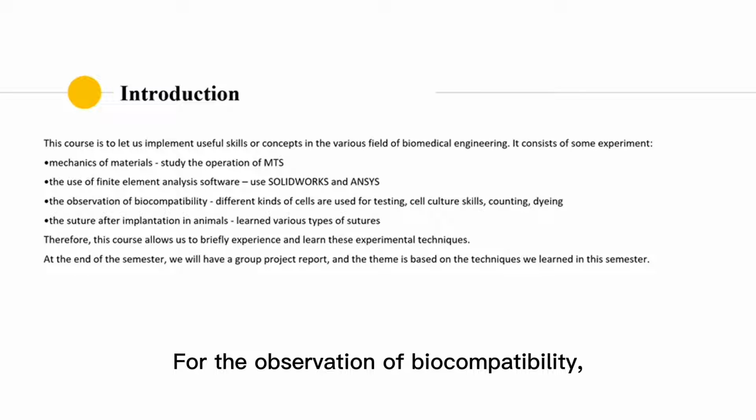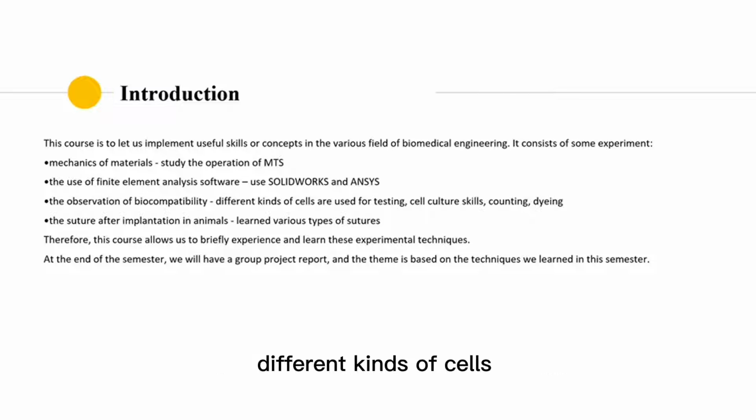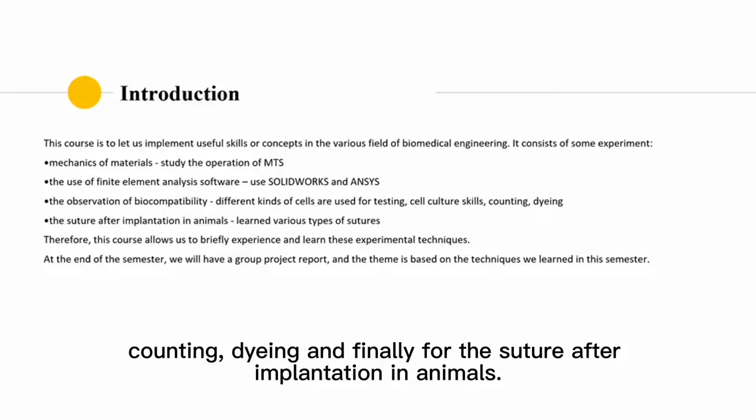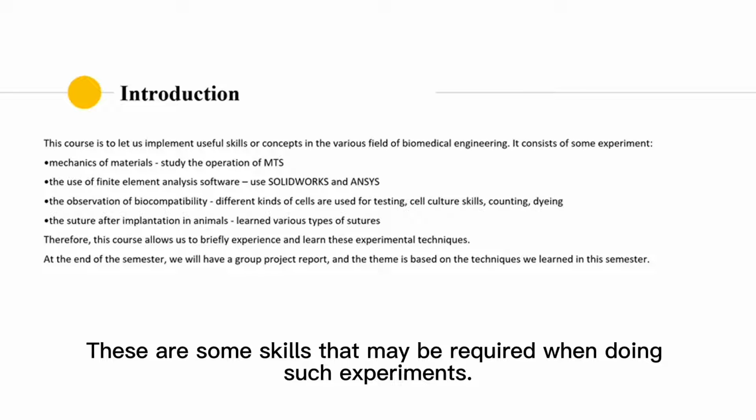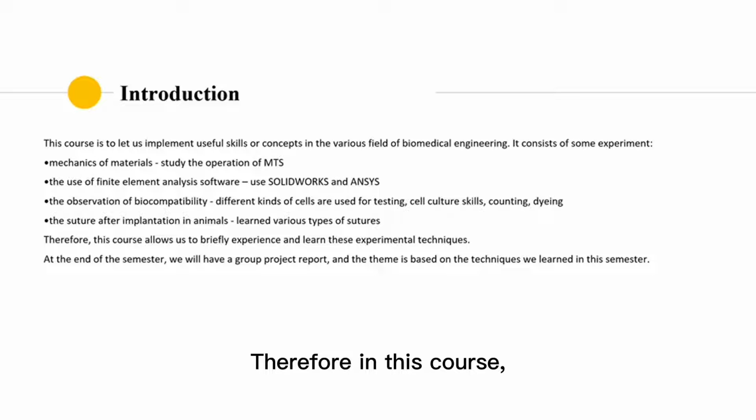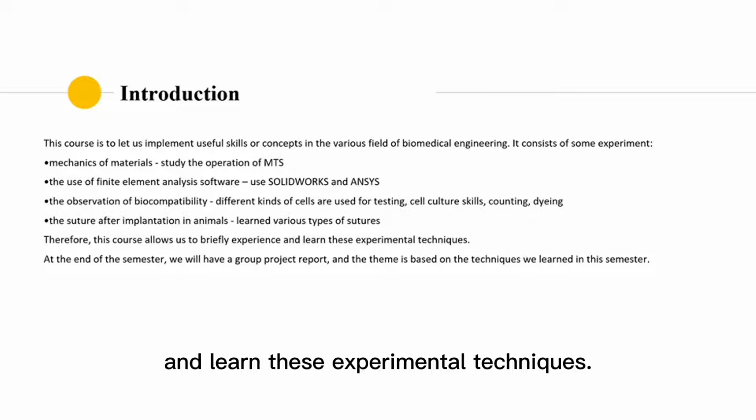For the observation of biocompatibility, different kinds of cells are used for testing, cell culture skills, counting, dyeing, and finally for the suture after implantation in animals, we learn various types of sutures. These are some skills that may be required when doing such experiments. Therefore, in this course, it allows us to briefly experience and learn these experimental techniques.